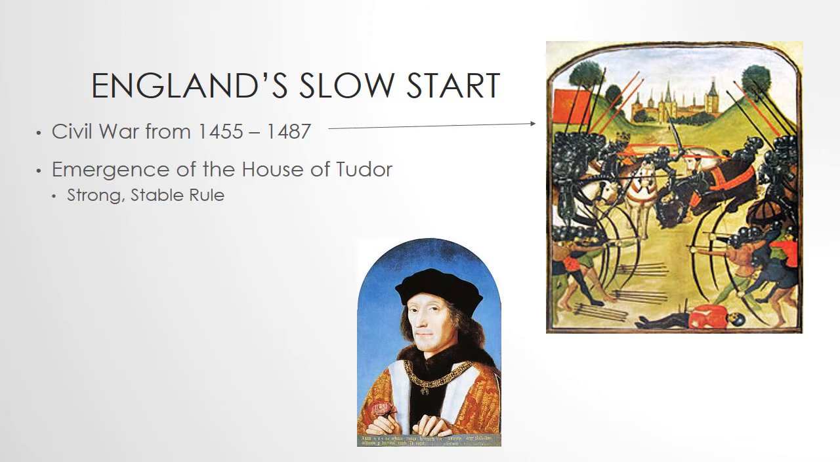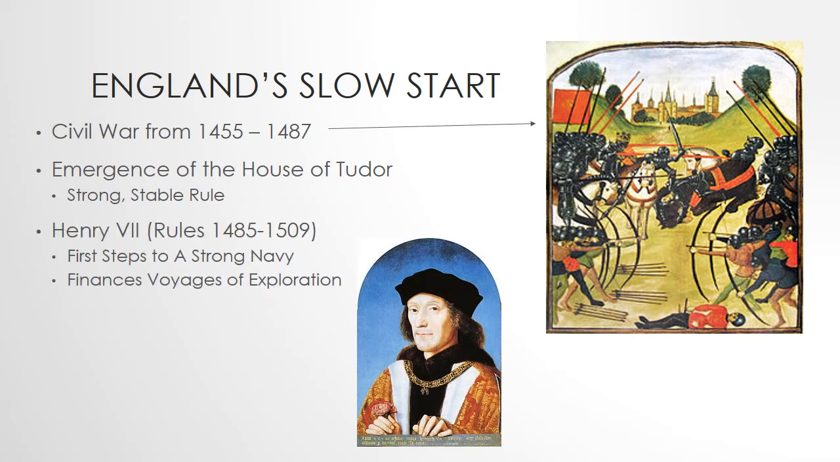But at the end of the Civil War, a series of strong rulers emerge, and these guys help to lead England to its future as a colonial power. And the first guy in the House of Tudor, which is the ruling house that emerges from the Civil War, is Henry VII. Henry VII does a number of things, but most importantly, he begins to establish a powerful navy. And he finances the first English voyages of exploration, sending John Cabot to explore the northeastern coast of North America.